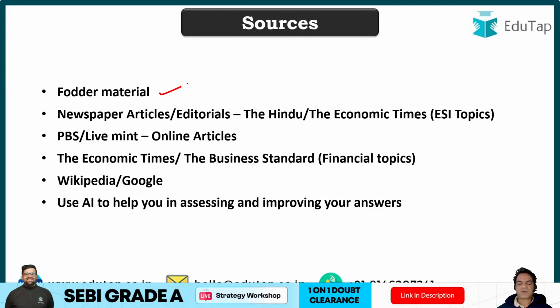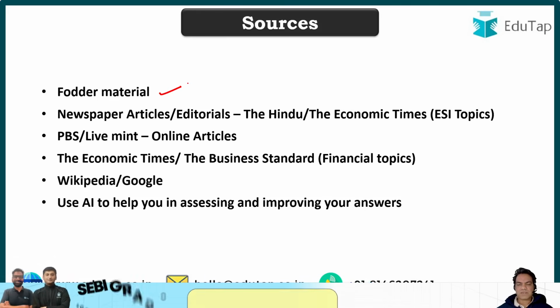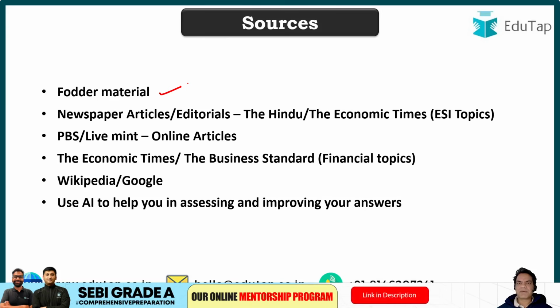Start going through those fodder material batches so that you can holistically prepare for what can be asked to you from this exam.